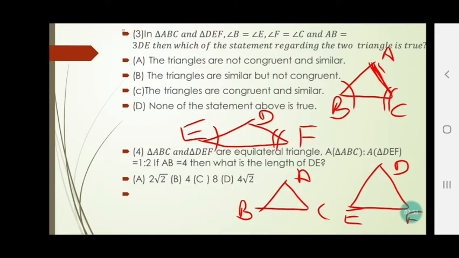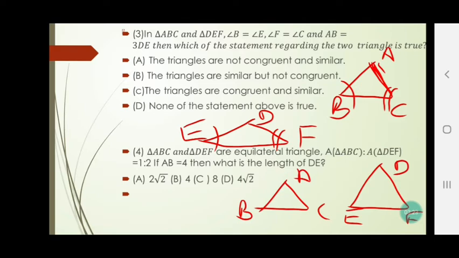Then we are on question number 4. Triangle ABC and triangle DEF are equilateral triangles. As they are equilateral, the two triangles are similar. The ratio of their areas is given as 1:2. AB is given to us as 4. Then what is the length of DE?